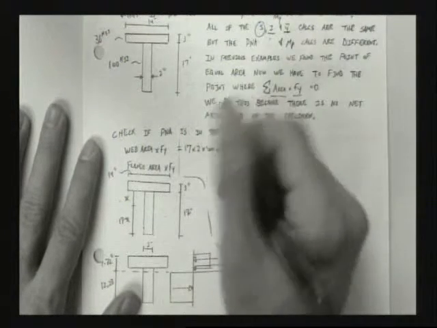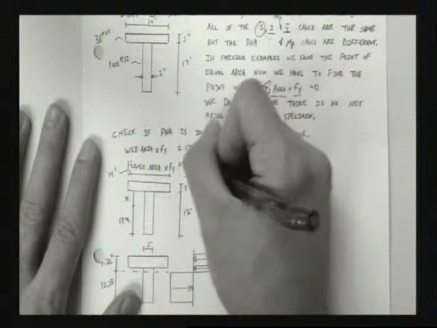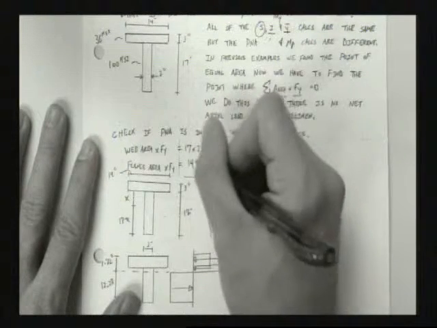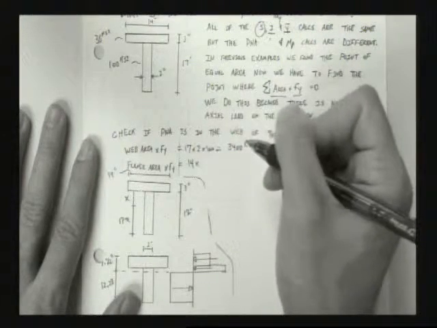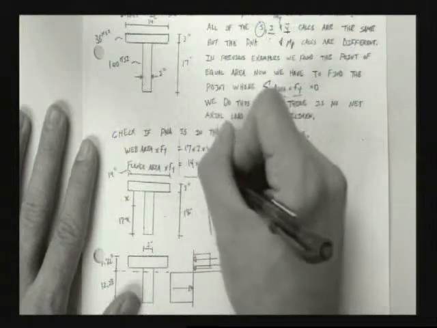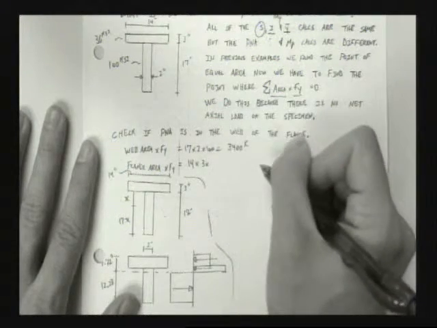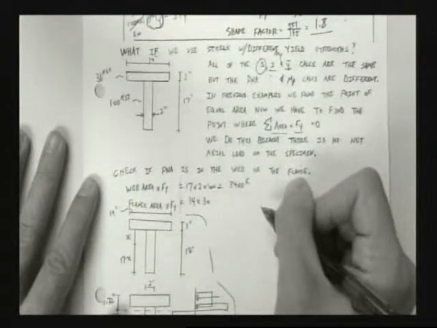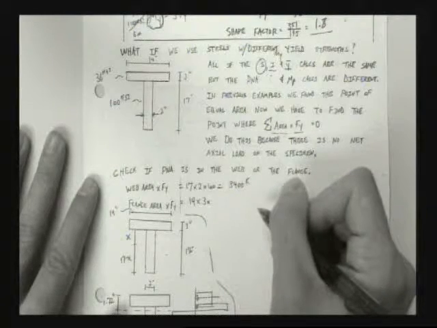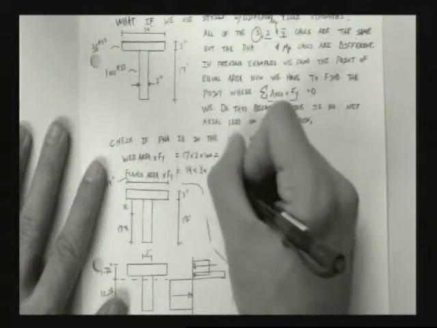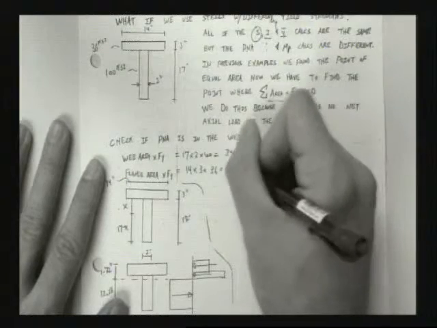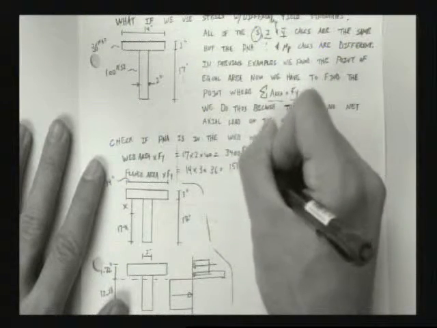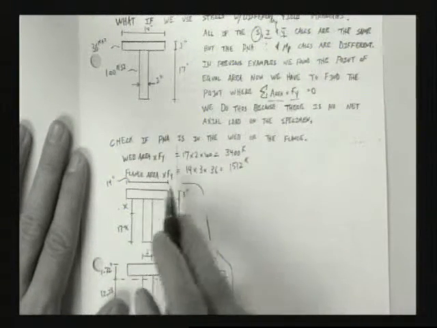Okay. Flange. 14 times what? 3 times what? 36. 1,512 kips. Okay, so what's this mean?